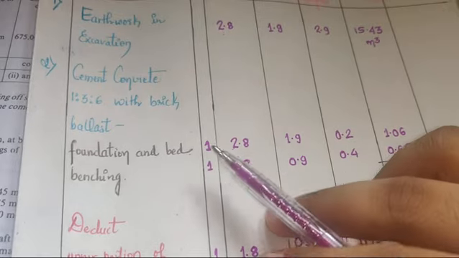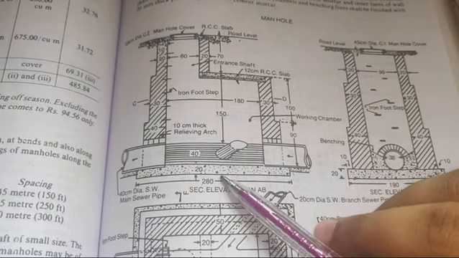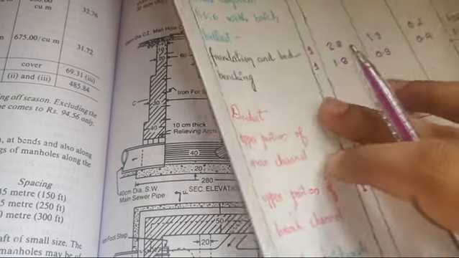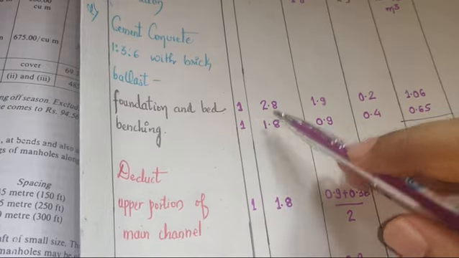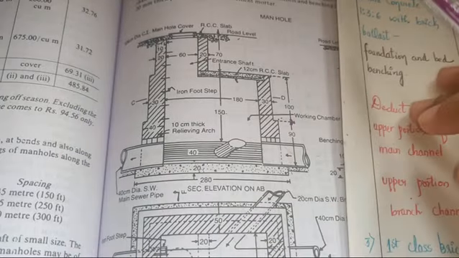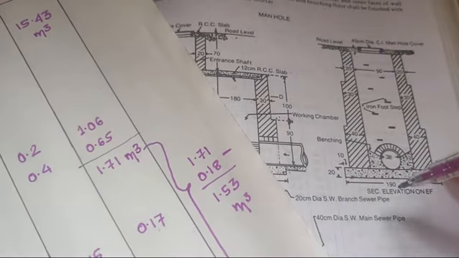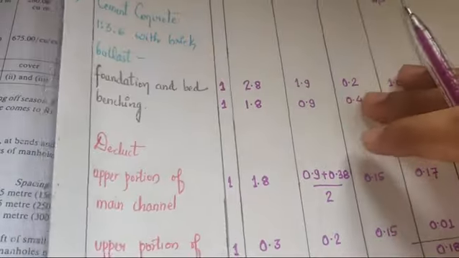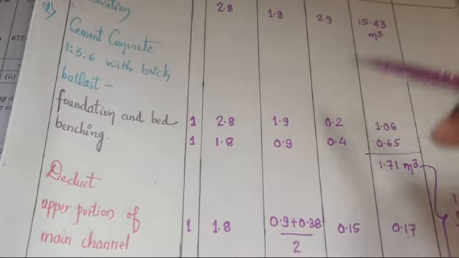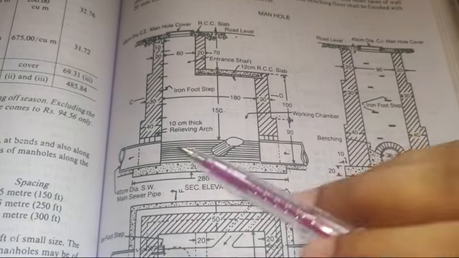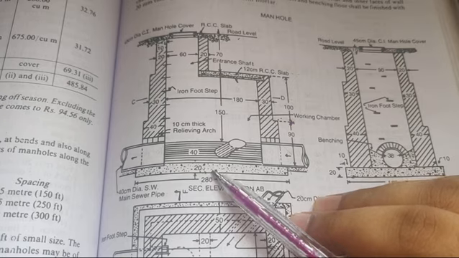So for foundation and bed, that is this foundation bed, the length will be what? Length of bed concrete will be 2.8, as we have seen here. Width will be 1.9, that we have seen here. But the only difference here will be the thickness. The thickness here will be 0.2, that is the thickness of the bed concrete that you have provided. It is given as 20 centimeters, which is nothing but 0.2 meters.